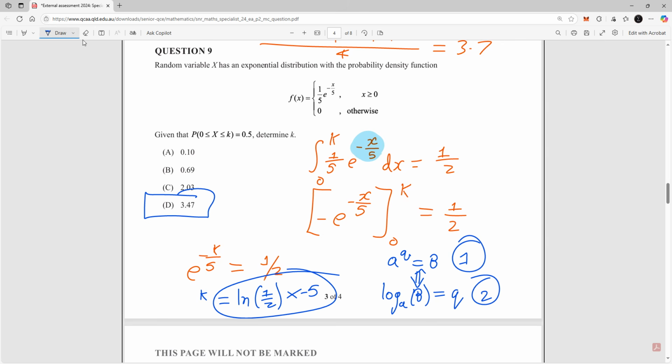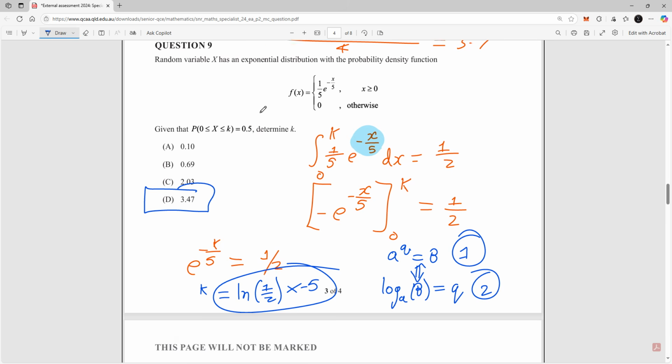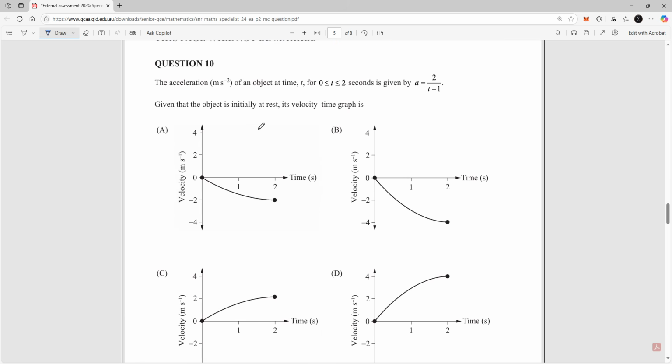Okay. Alrighty. Let's take a look at the last question now. So question 10. Acceleration of an object at time t for 0 to 2 seconds is given by acceleration is 2 over t plus 1. Given that the object is initially at rest, its velocity time graph is. Okay, so here, initially at rest, when t equals 0, v equals 0.